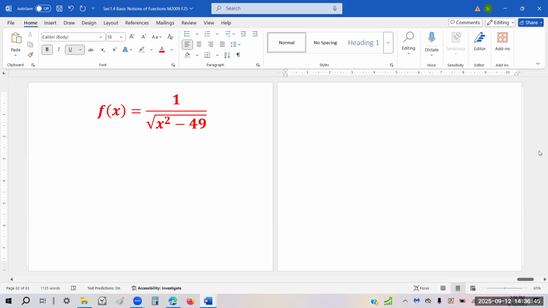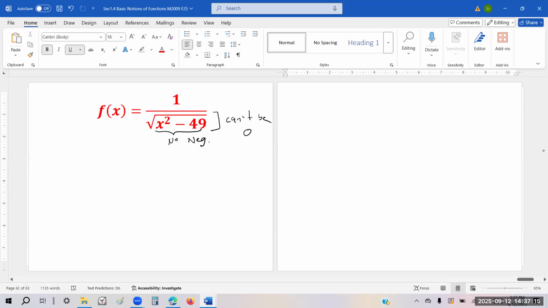So step one, identify your problem. What's the problem with this function? What's the problem with any rational function, Pedro? So inside cannot be negative. No negative. And for the denominator, what's wrong with the denominator? Cannot be 0. Can't be 0.